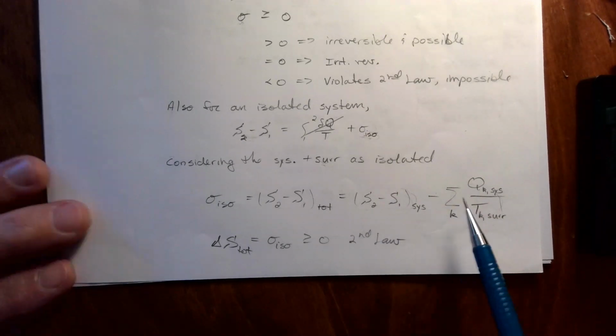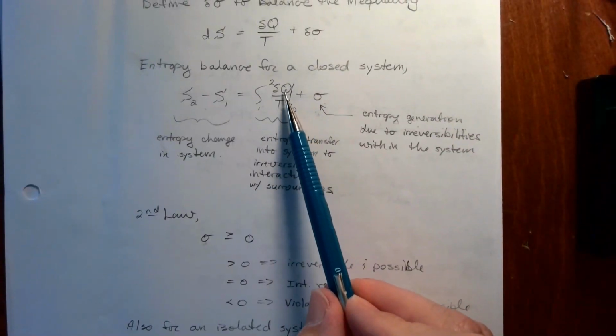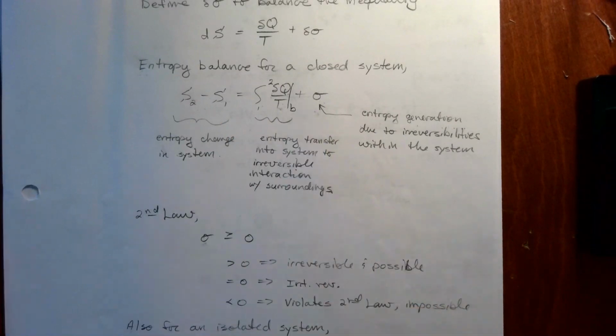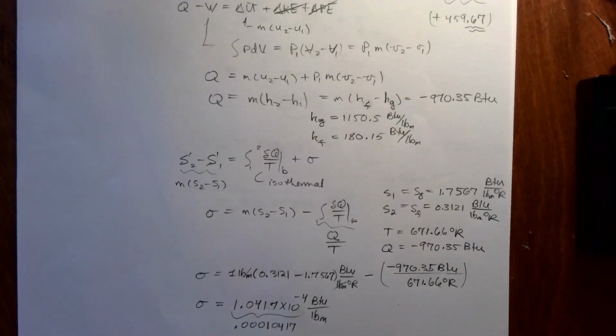If you don't know the temperature of the surroundings, for example, and you have a means to evaluate this integral dQ over T at the boundary, then this will suffice to evaluate the second law. Okay, so that is the second law for closed systems using an energy balance.